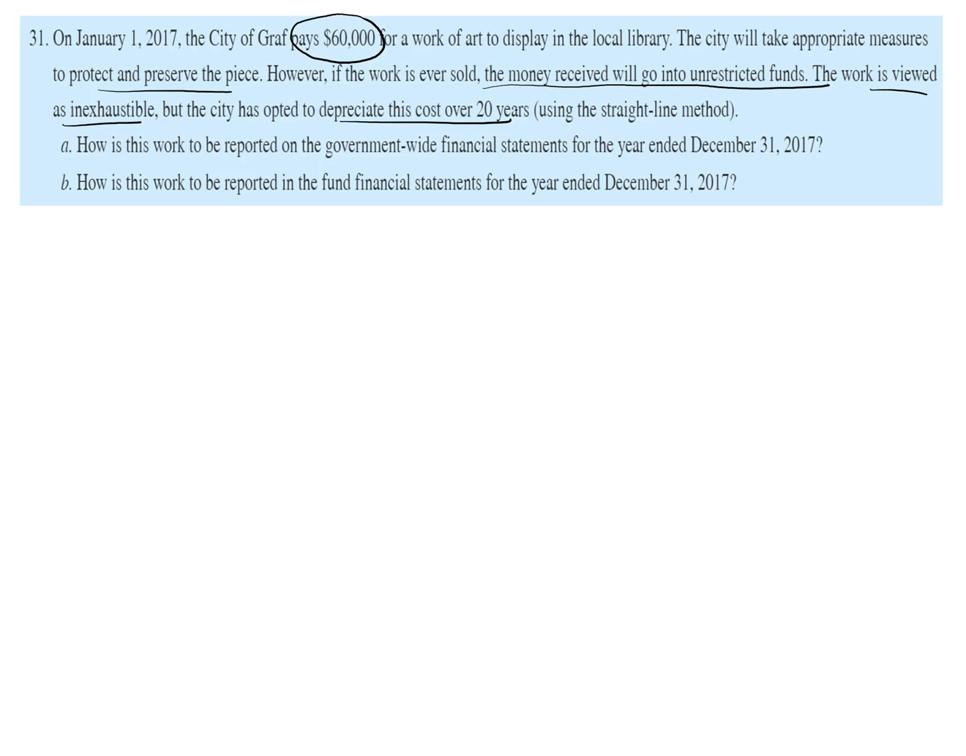Now, what would be the reporting for the government-wide financial statements and fund financial statements? Remember, for the government-wide financial statement, they will record it as an asset, and since they decided to depreciate over 20 years, they will also calculate the depreciation. On the other hand, if you think of the fund financial statement, then we usually do not record any capital expenditure. Rather, the purchase of this artwork will be considered a regular expenditure, not a capital asset.